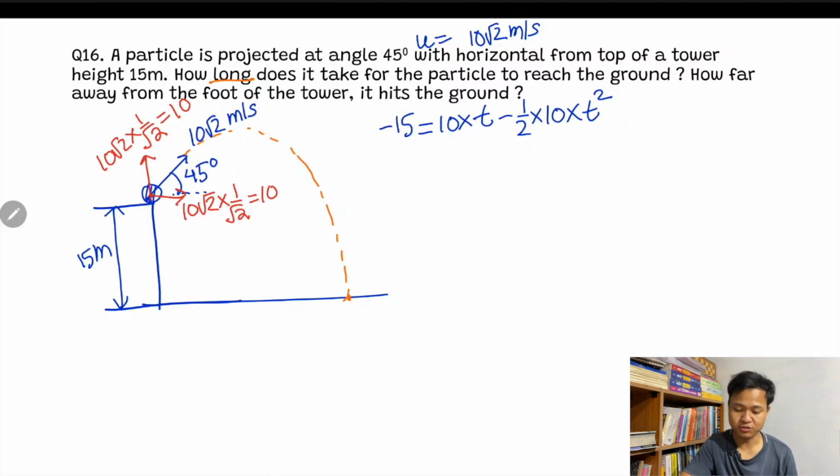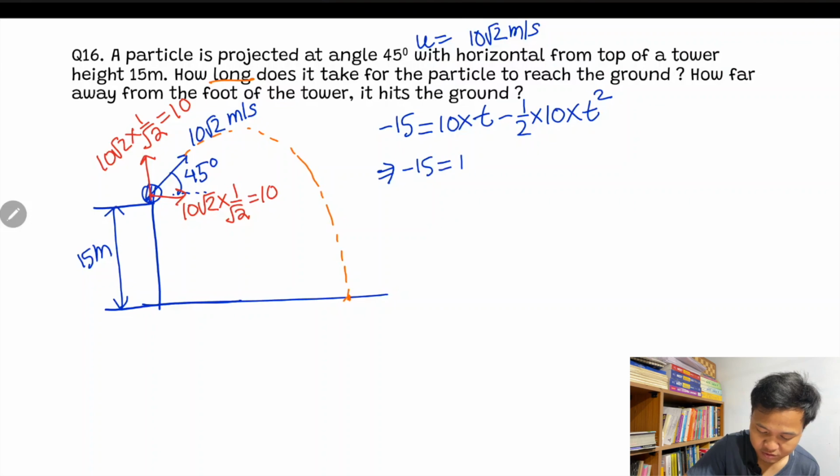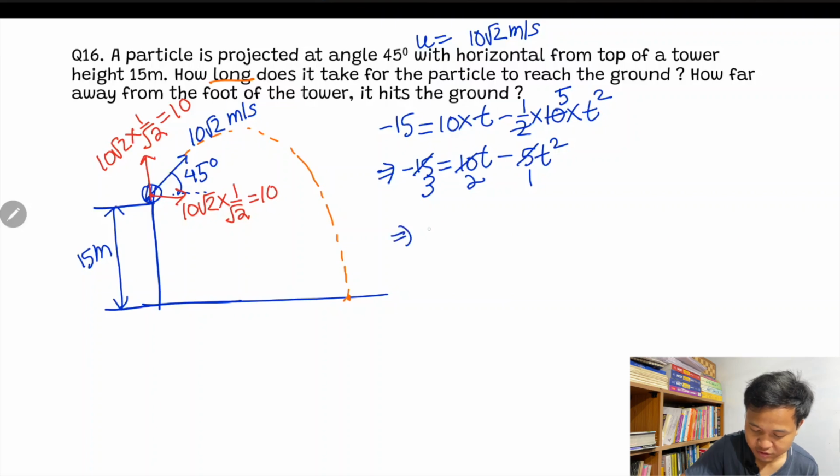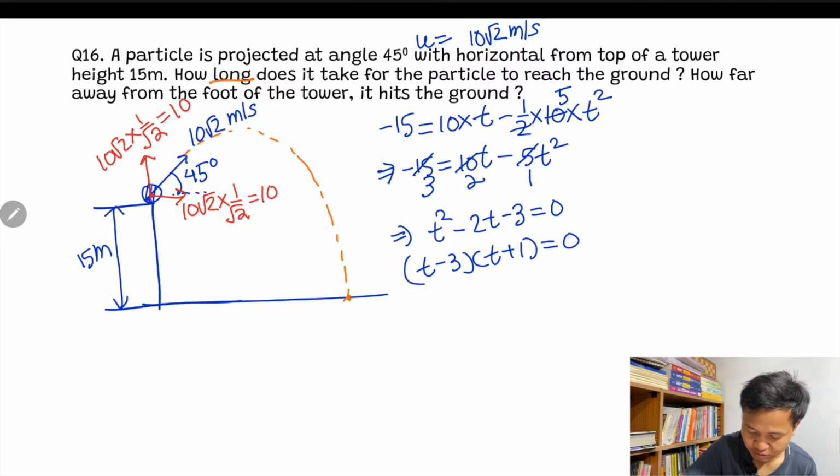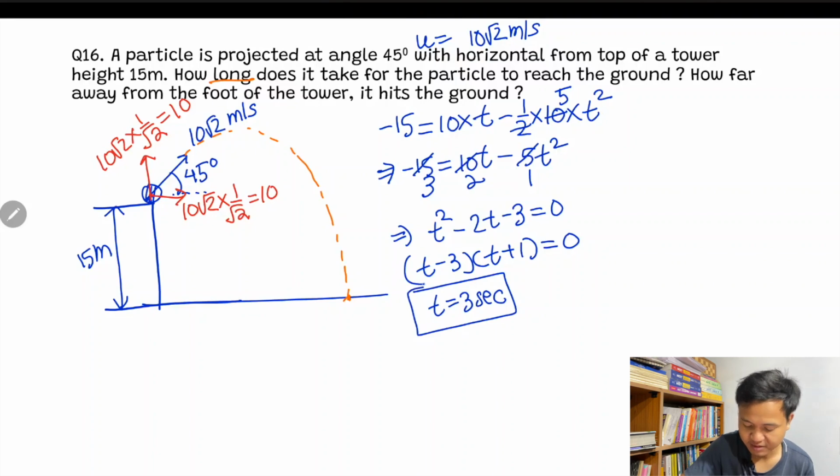This is a question of time also. So here, how much is this? Minus 15 equals 10t minus 5t square. Here 5 ones are 5, 5 twos are 10, 5 threes are 15. So if I bring t square to the left side, t square minus 2t minus 3 equals 0. So you get (t minus 3)(t plus 1) equals 0. So time is 3 seconds.